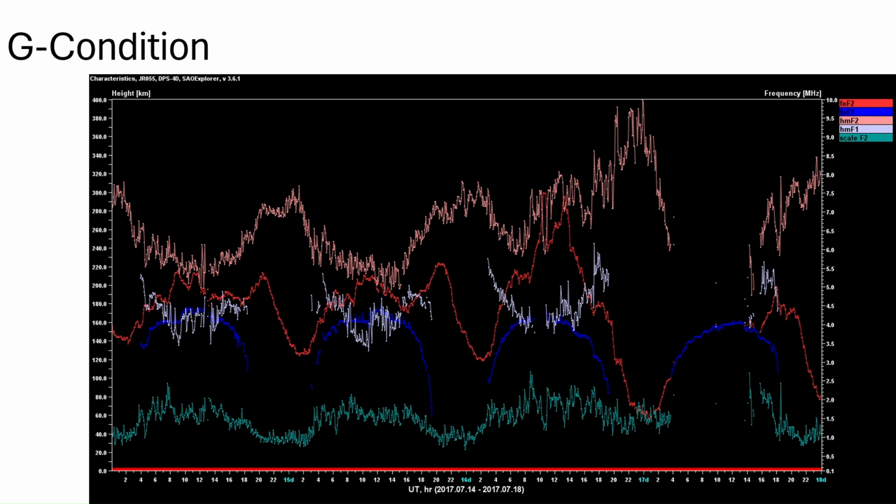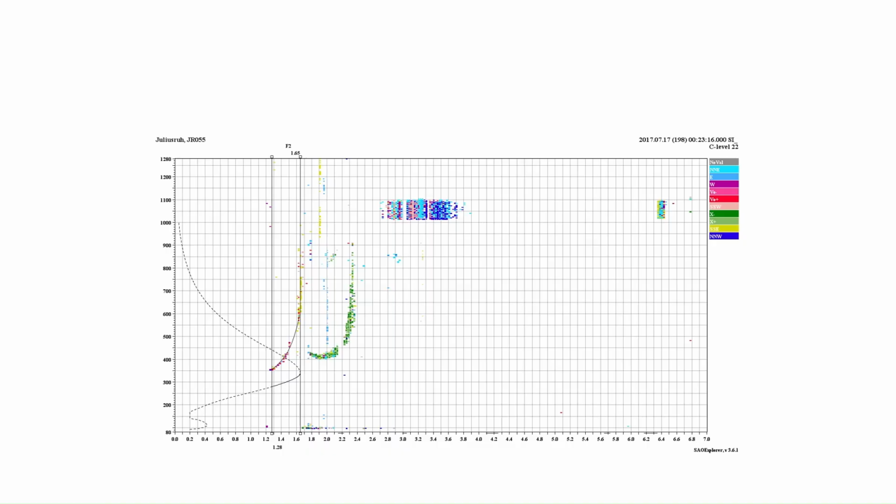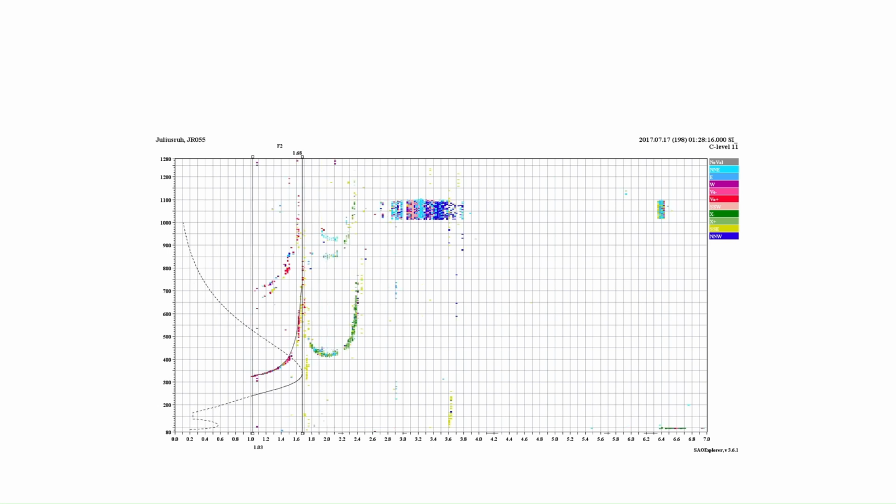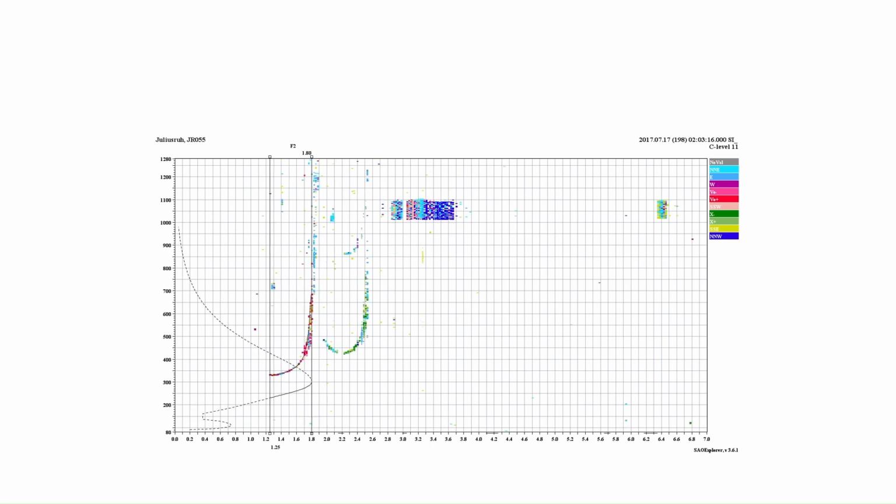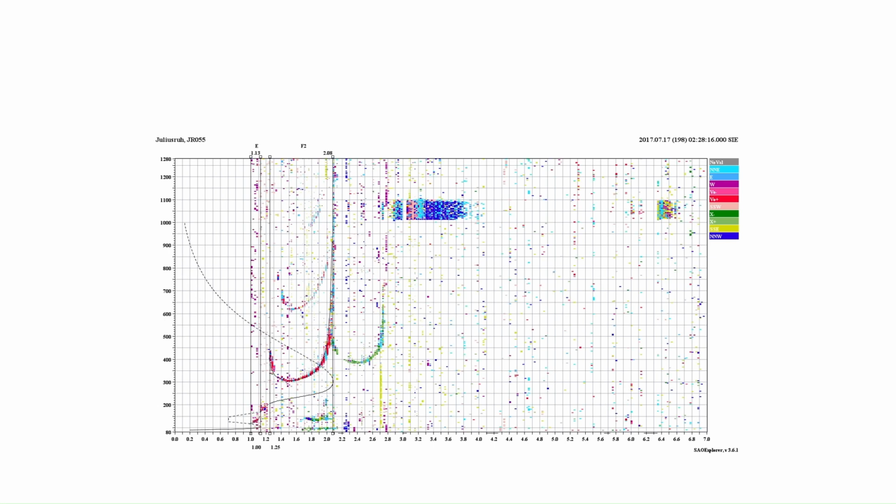But anyway, the point is, we have a situation where the F2 trace is not there, and we have to be able to discern what is real and what is not, or what is F1 and what is F2. So I'm just going to go through a series of ionograms here. The first is just a normal F2 trace, life is good.